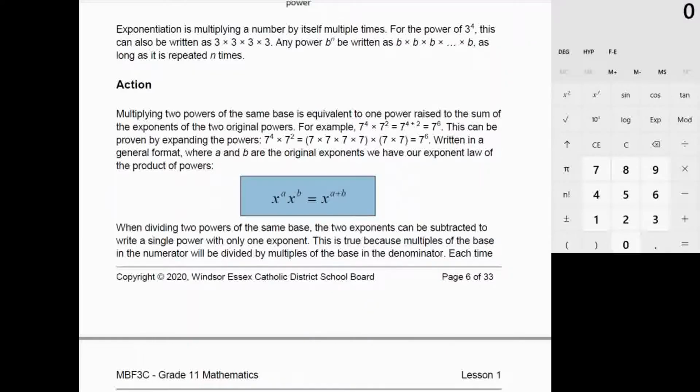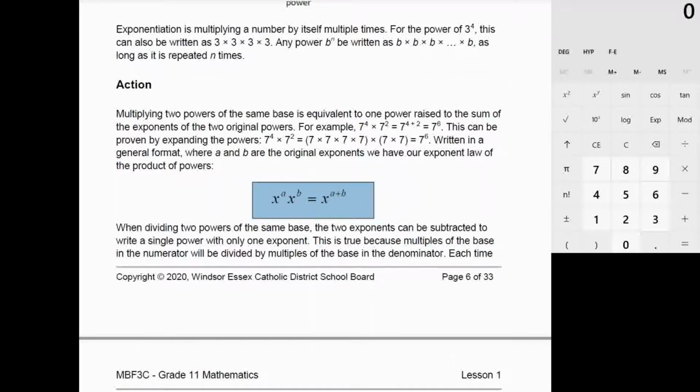Notice this only works if I have the same base as well. So I have x to the a, x to the b. If I had x to the a, y to the b, I can't combine those together. Those are two different bases, so I can't combine them. These exponent laws only work when we have the same x, in this case, base. And when we don't have the same base, we can't use these exponent laws.